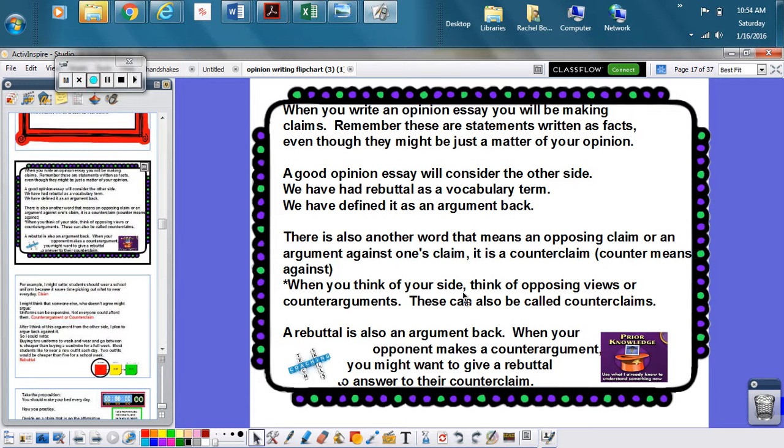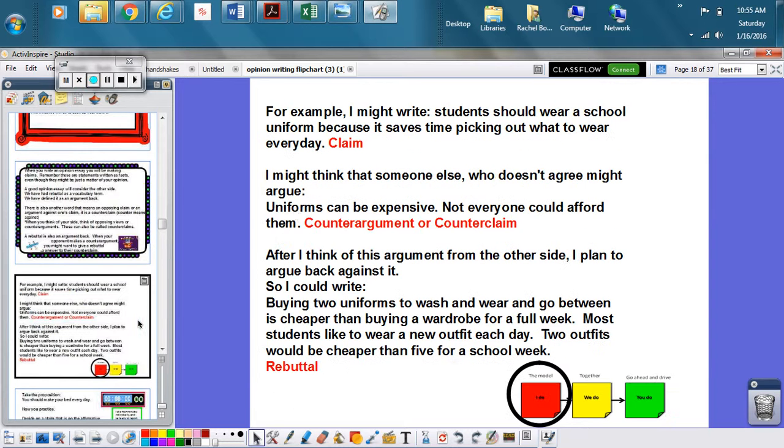So when you think of your side, think of opposing views or counter arguments, and those can be called counterclaims. A rebuttal is also an argument back. When your opponent makes a counter argument, you might want to give a rebuttal to answer their counterclaim. So students are used to thinking about arguments and making their point, and they're used to as well someone disagreeing with their point. And when someone disagrees, they often answer that person back. So they're well practiced in part of this art of argument, but we are teaching them how to put that into writing.